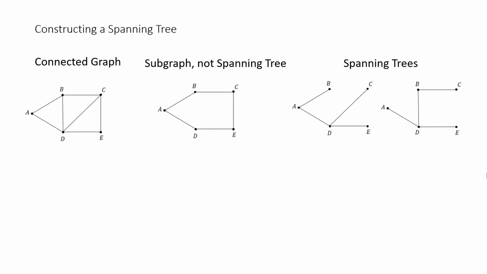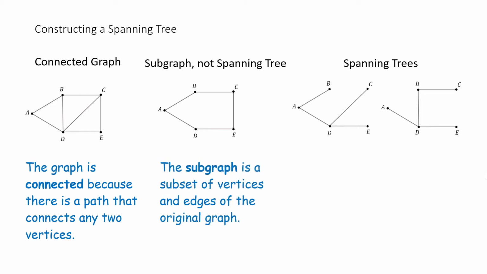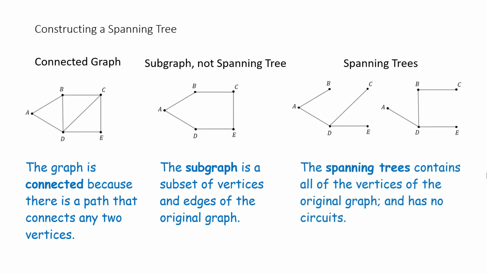Constructing a spanning tree, we begin with a connected graph. The graph is connected because there is a path that connects any two vertices. We move to the right to a subgraph, but not quite a spanning tree. The subgraph is a subset of vertices and edges of the original graph. And finally, moving one more step to the right, two different spanning trees. The spanning trees contain all of the vertices of the original graph and have no circuits.